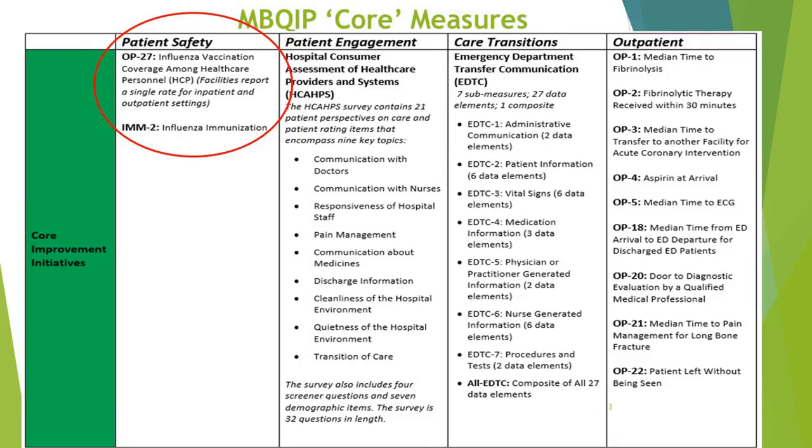So just real quickly, on the screen now there is a snapshot of the MBQIP core measures. And on the left-hand side of the screen, I'm just going to be touching on the patient safety component, which consists of the two measures, the OP27 and the immunization 2.